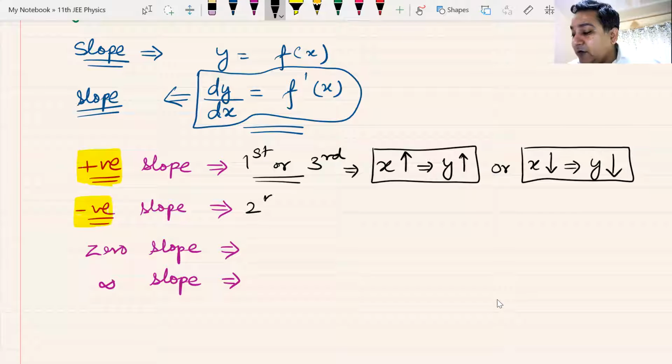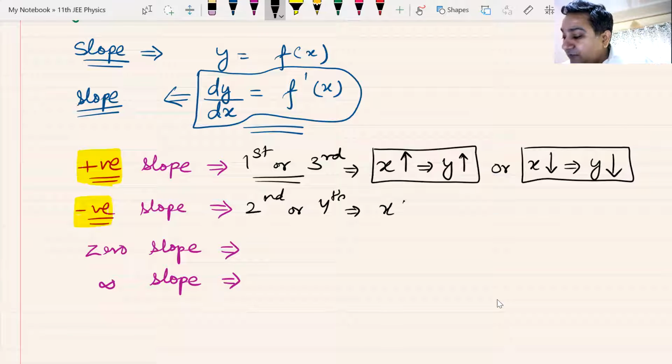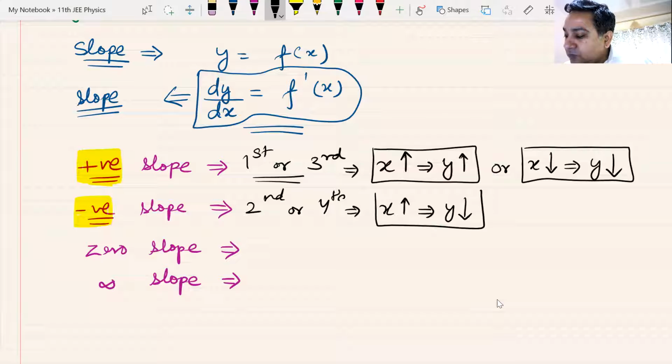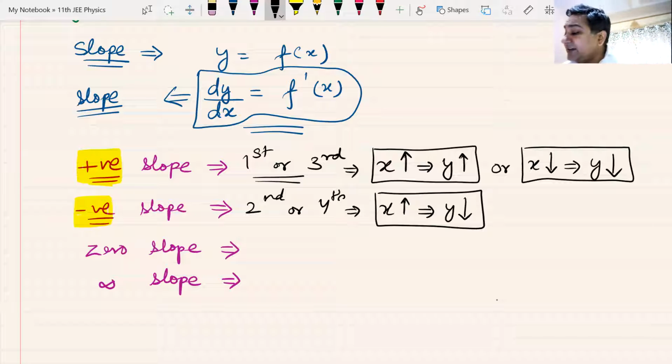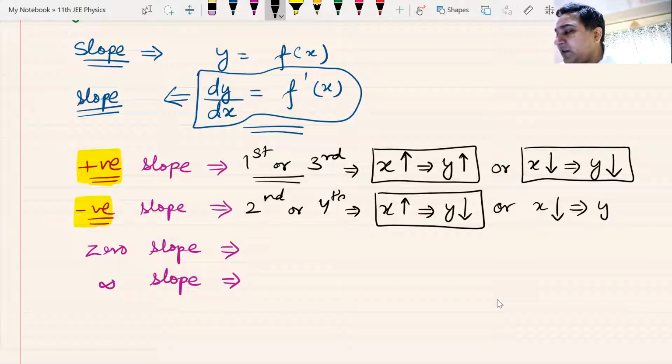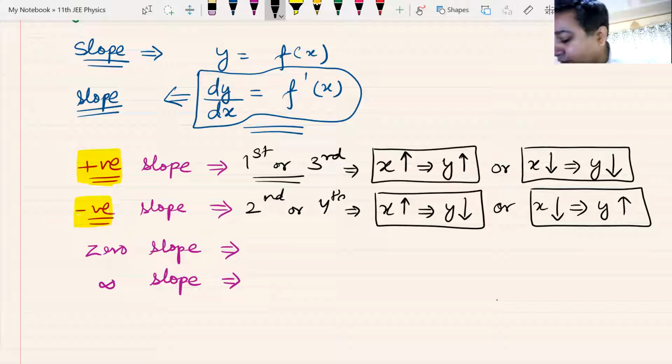It lies in the second or the fourth quadrant, but that does not make much sense. When I look at the graph, I won't be able to find out in which quadrant it is. The easier way is when you increase the value of x, that will make the value of y decrease. So it is an inversely proportional graph. x increases, y decreases, or x decreases, implying y increases in value. Well, those were the two types, positive and negative slope graphs, that we have discussed.